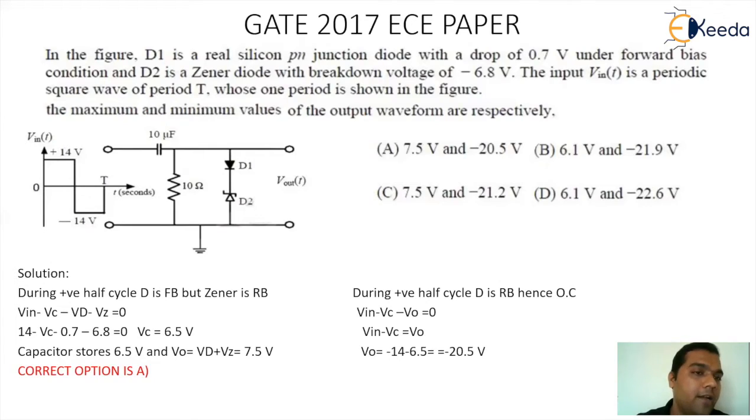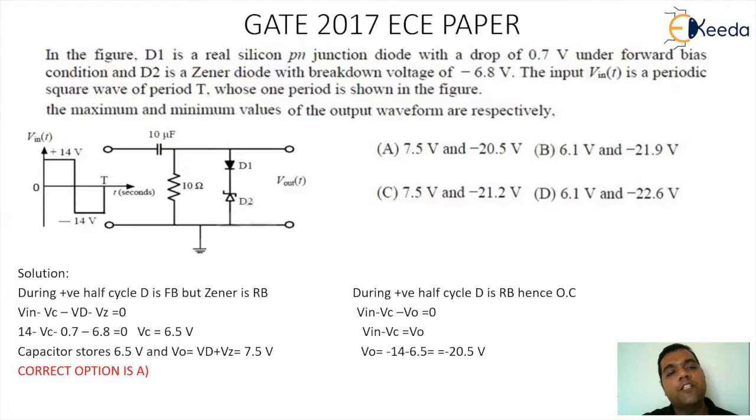This implies the capacitor will charge to a value of 6.5 volt. And for the positive half cycle of the input, the output voltage will be the drop across the diode D1 and the Zener reverse voltage D2. So it will be 0.7 and 6.8 added, giving you 7.5 volt.